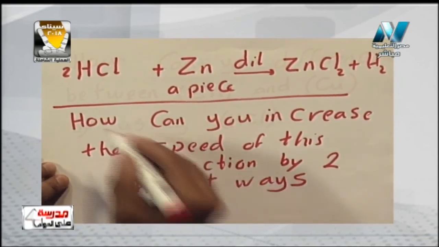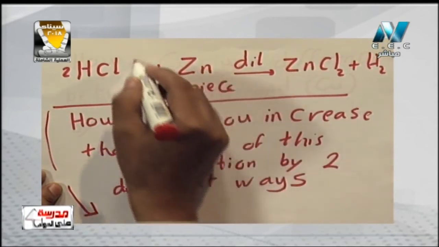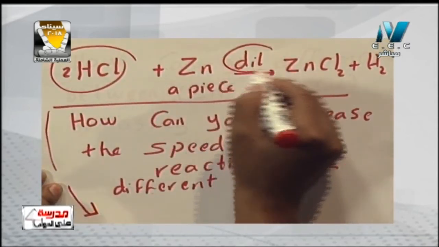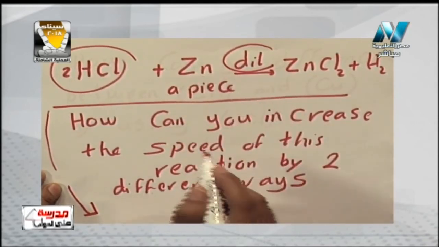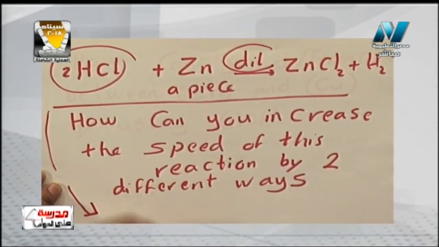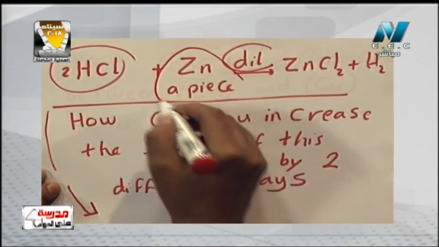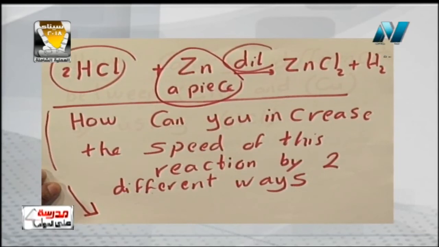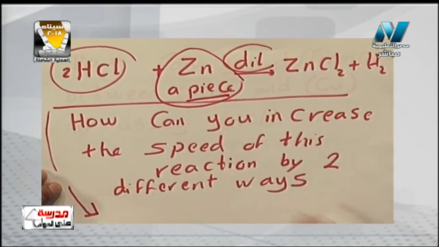First one, Mr. Muhammad? Number one, the concentration of hydrochloric acid. Because HCl is dilute, I must change it from diluted to concentrated, because by increasing the concentration of reactants, the speed of the chemical reaction increases. Number two, increasing the surface area of zinc, by converting it from a piece into fillings or powder.